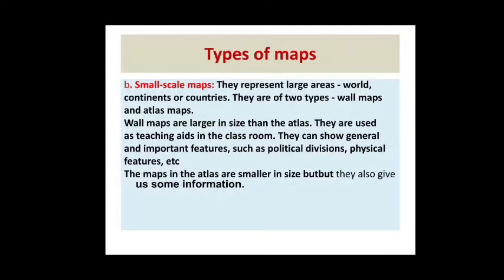So, the types of maps. The first one, large scale maps, is already finished. Second, small scale maps. Small scale maps represent large areas: the world, continents, countries. They are of two types, wall maps and atlas maps.